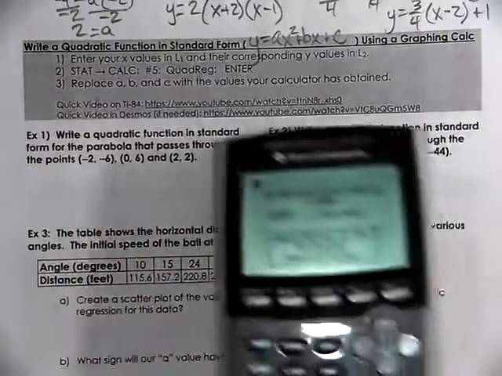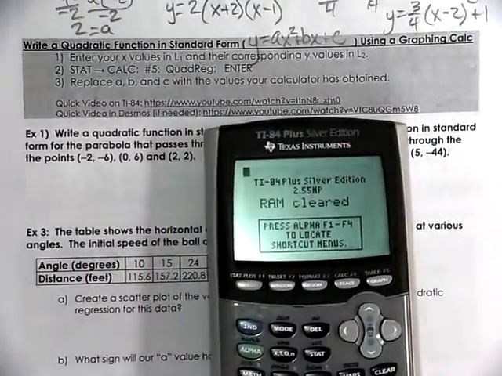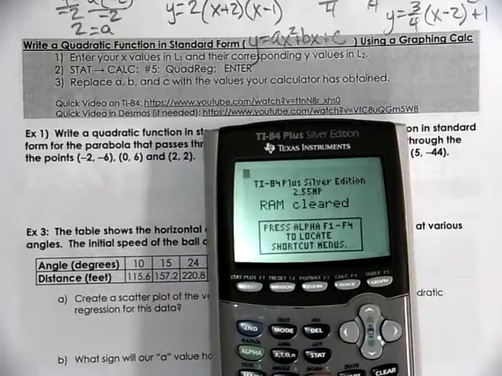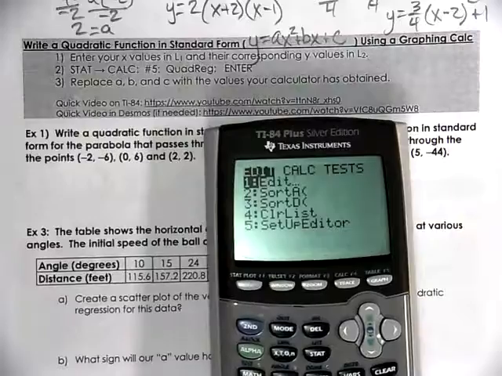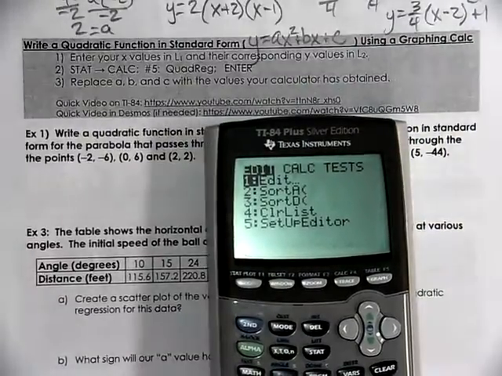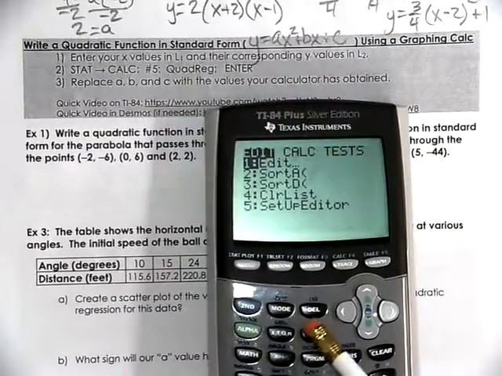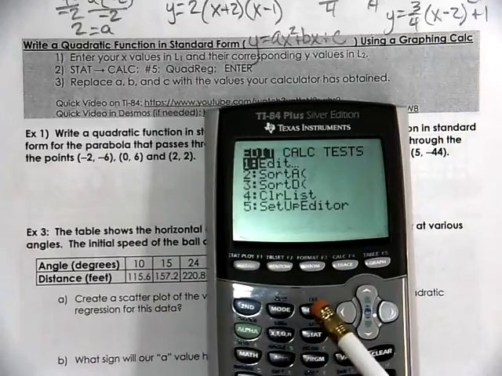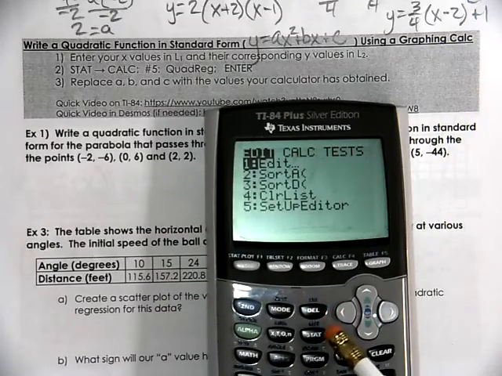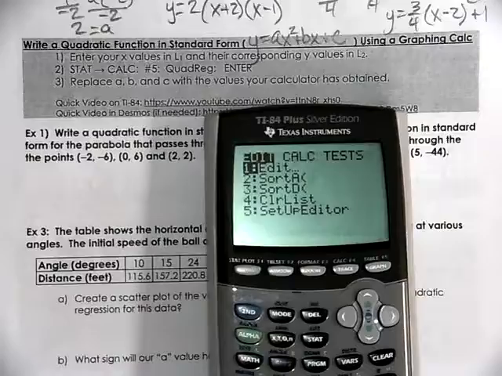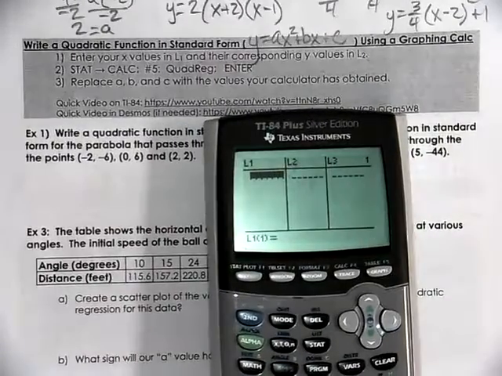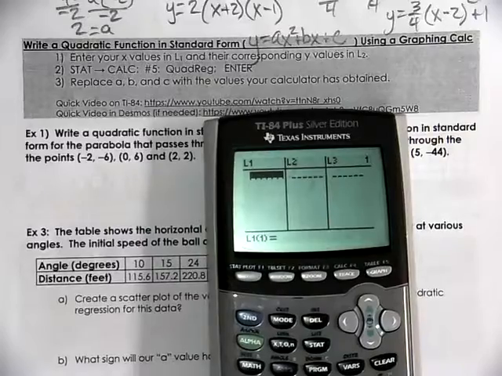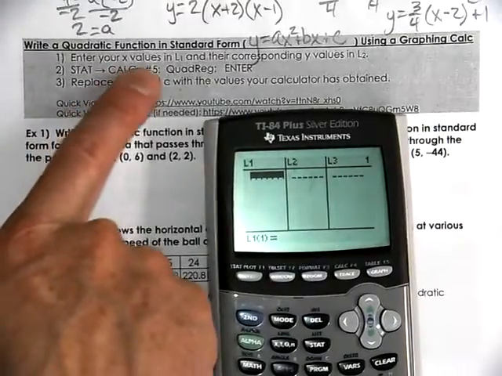So here you are. We want to type in points. So to type in points, we need to go to stat. Stat is right underneath the delete button. There the stat is, right underneath the delete button. And you get this menu. And we want to go into edit for this menu. That's what they're telling us here.